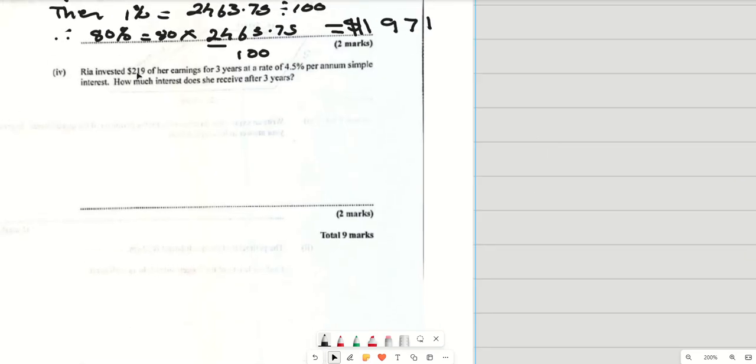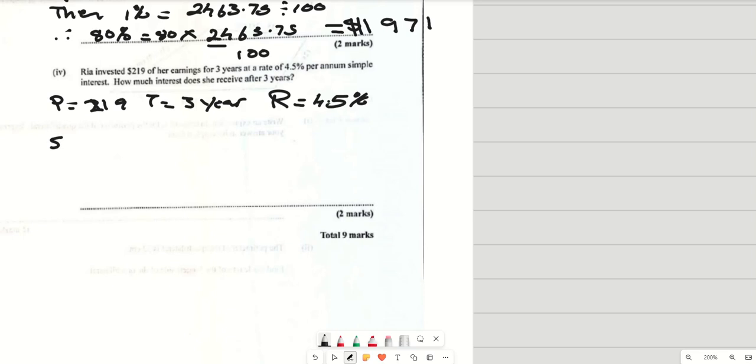The last question here says Ria invested $219. So that means her principal is 219. Remember, principal is the amount invested or the amount borrowed. All right, the time they said is of her earnings for 3 years. The time is 3 years. The rate is 4.5%. They ask you what is her interest, how much interest does she receive after 3 years.